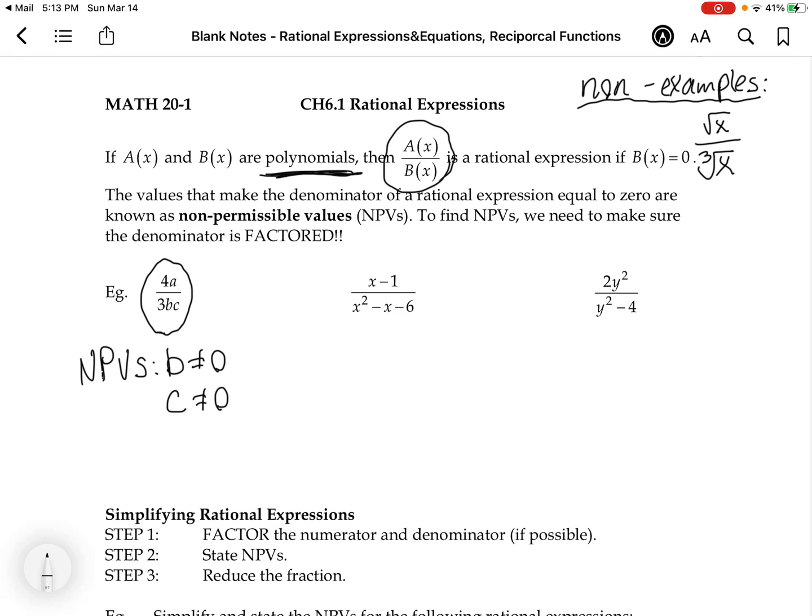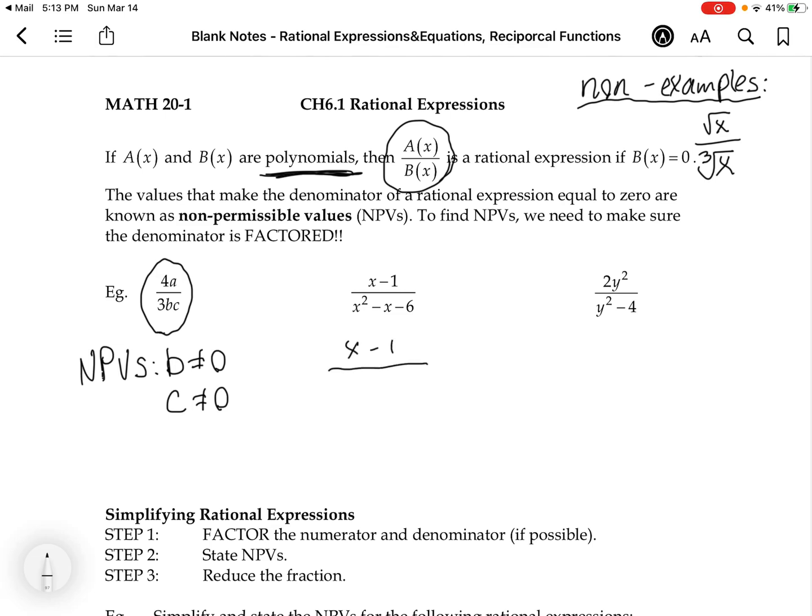So you will want to factor everything, because you'll see the more we do with these things, you're going to want numerators factored as well. Okay, so try and factor everything. Now, in this case, the numerator is already factored, so let's not worry about that. But we need to factor the denominator, because if we can see what are the two things that are multiplied together to get the denominator, we can figure out what value of x would make that denominator 0, and that would be the non-permissible value, or the non-permissible values. Okay, so let's factor this denominator.